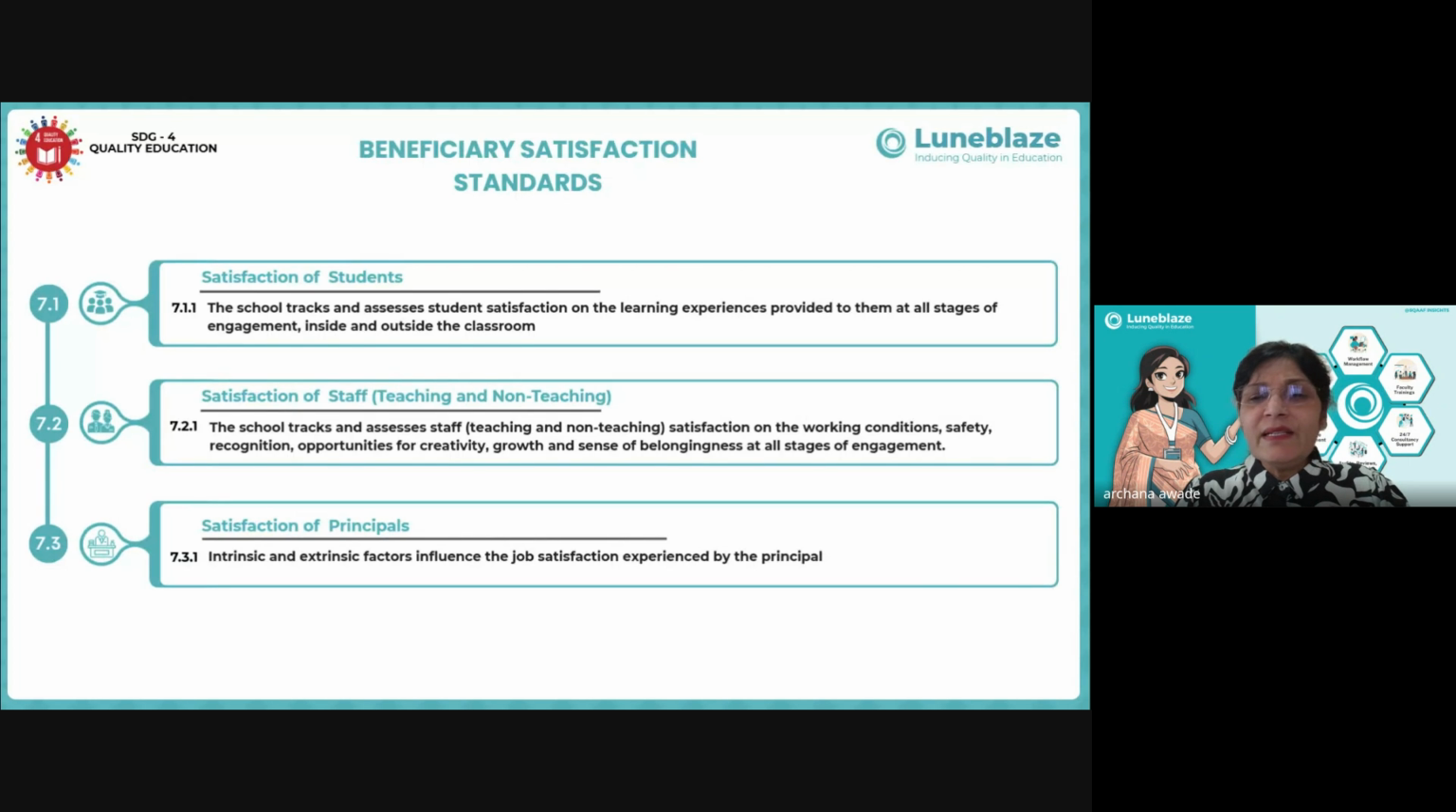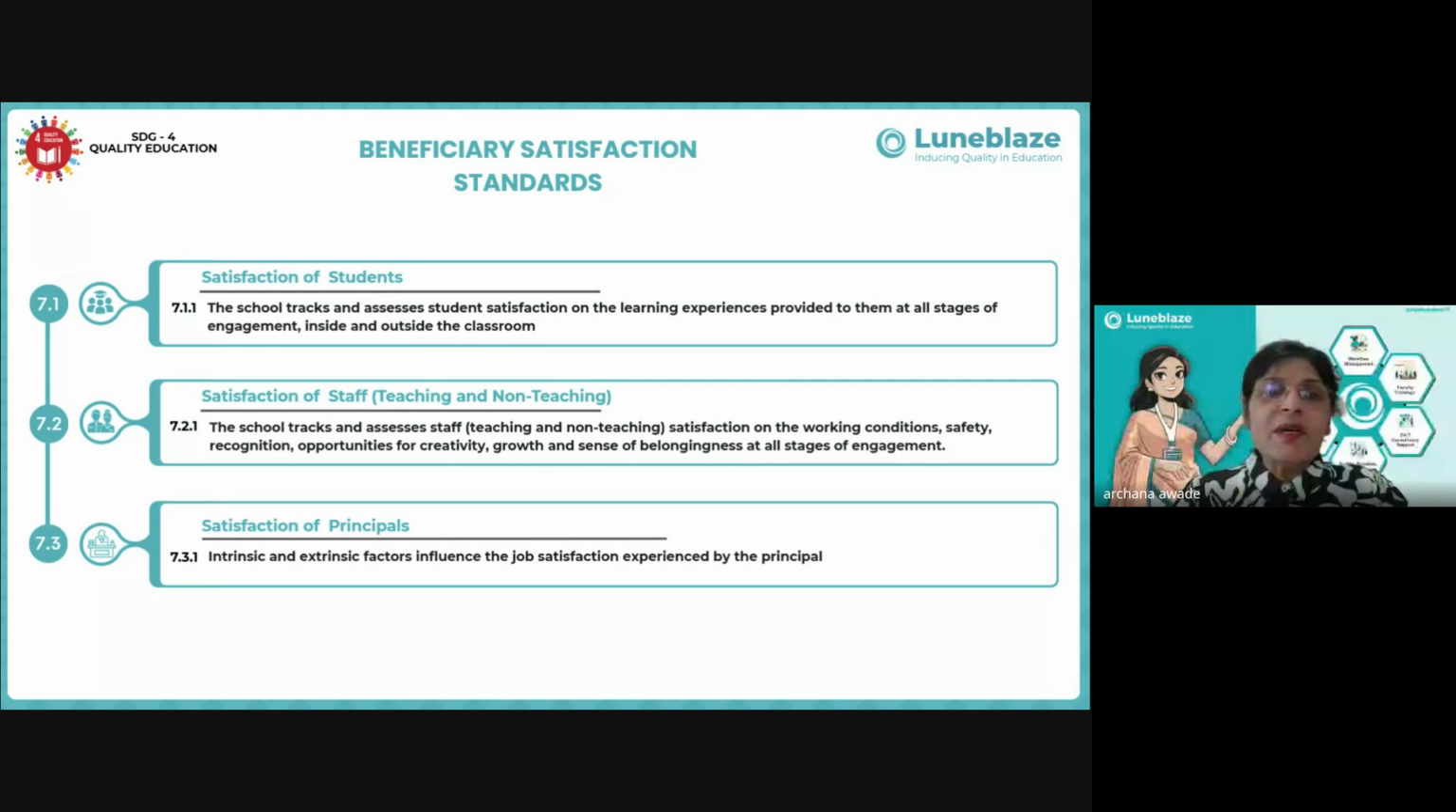Next, the standard statement for the second subdomain, that is teaching and non-teaching staff, is: the school tracks and assesses staff satisfaction with working conditions, safety, recognition, opportunities for growth, and sense of belonging. So this is the standard statement for this subdomain. We know the teachers and staff are the backbone of the school. Their satisfaction reflects whether they feel respected, supported, and motivated. Similarly, non-teaching staff also must feel valued as a part of the school community.